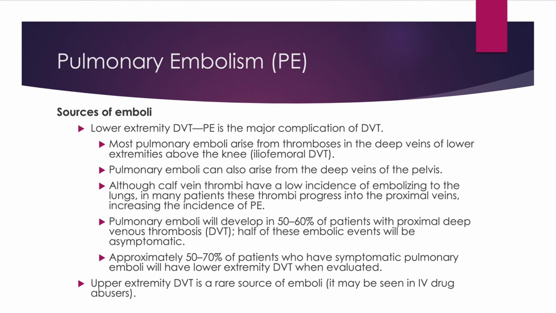Now, working our way backwards, approximately 50 to 70% of patients who have symptomatic PEs will have a lower extremity DVT when evaluated. So those are pretty high statistics. You can tell by these statistics how closely associated DVT and PE are. You can get DVTs in the upper extremity as well, but they are rare. I personally haven't seen a PE that came from a DVT in the upper limb, but it is more common in IV drug abusers.